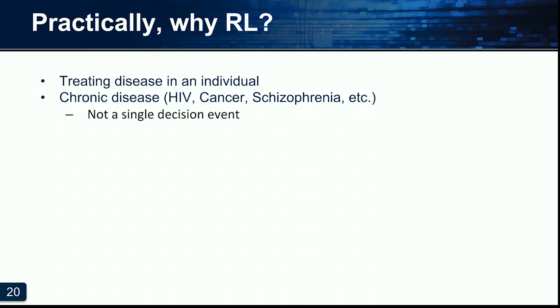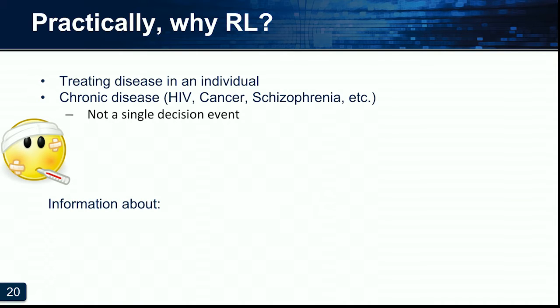And in particular, let's look at a chronic disease. So maybe you can't actually treat it, but you can manage the symptoms. So you can think of a number of conditions that you might want to do something like this. But the point is, it's not a single decision event, right? This person might be going back to the hospital at some regular interval, and each time there might be some different intervention we want to try.